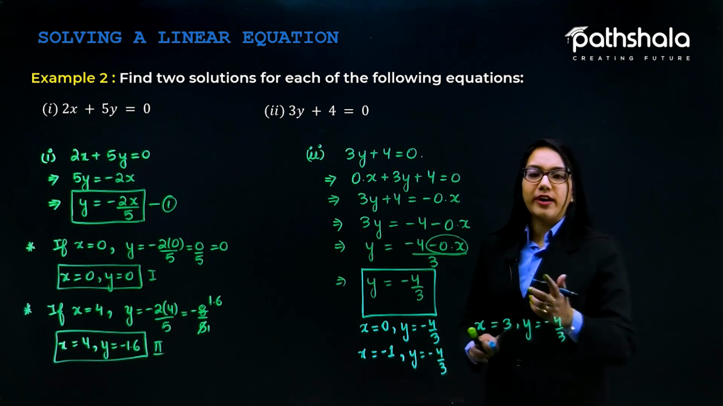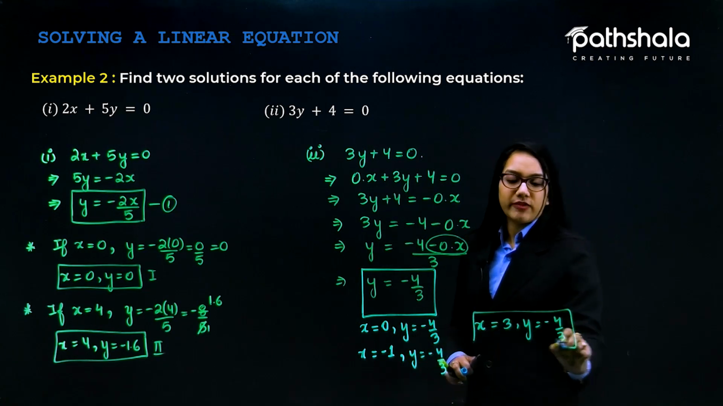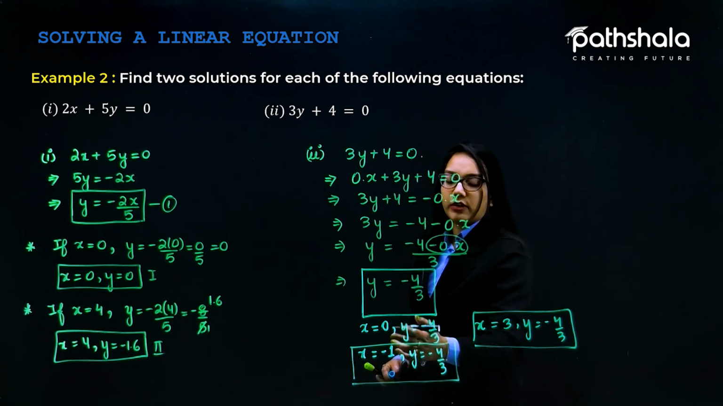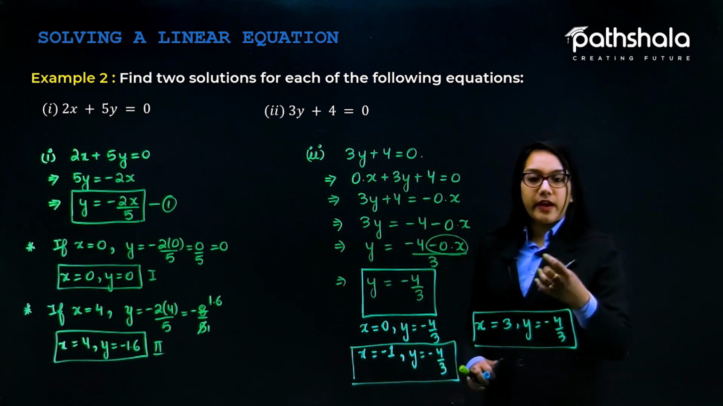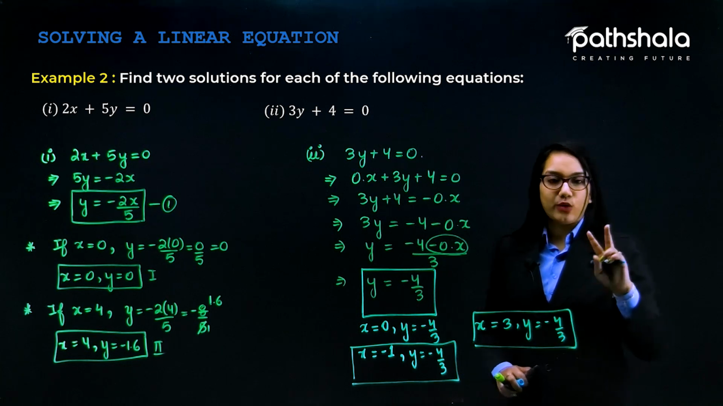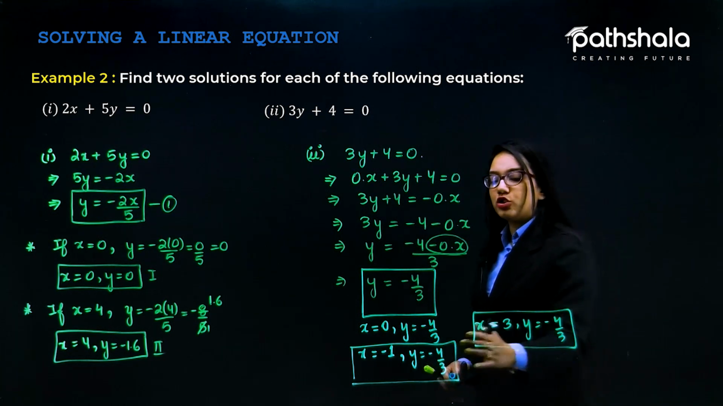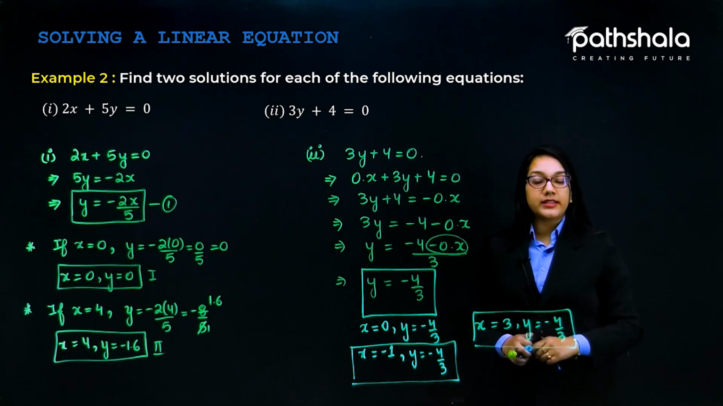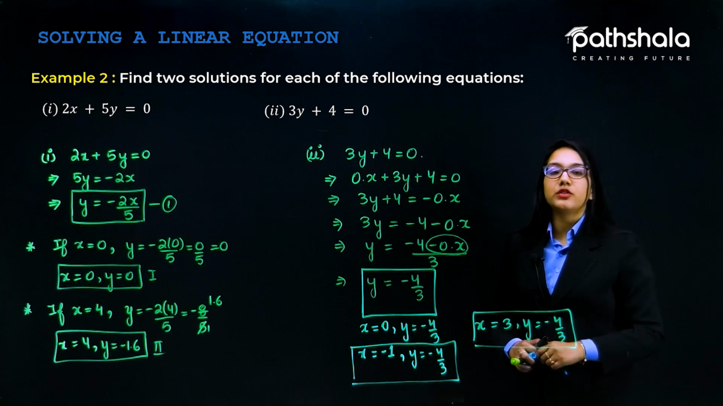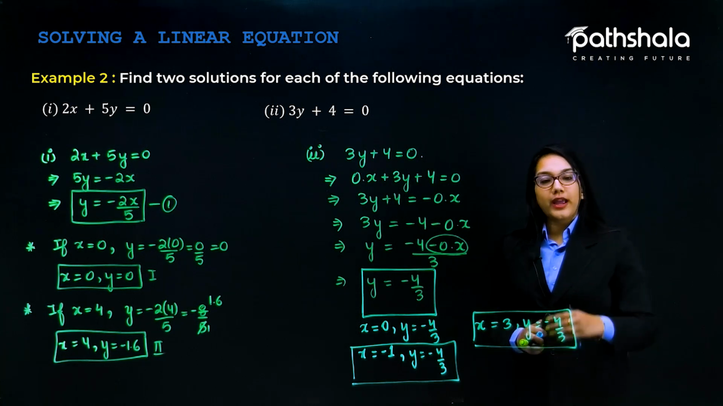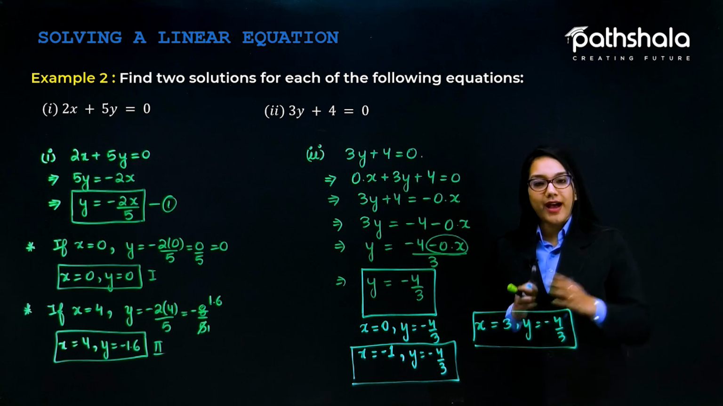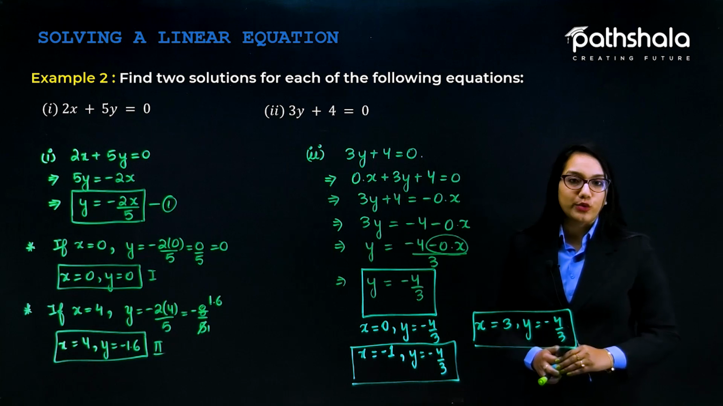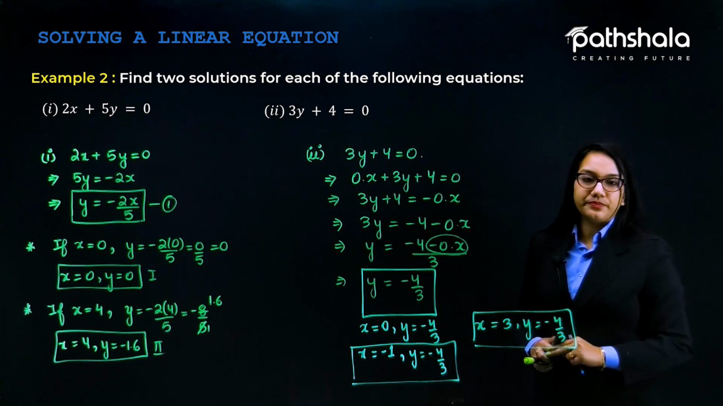We just wanted to find two solutions. Let us suppose this is my first one, this is my second one, and this is my third one. We have found three solutions, but we only wanted two, so I'm calling these two the solutions of this equation. Always remember, if there is an unavailability of a particular variable, then for any value of that other variable, the remaining variable always remains the same. So this is all about finding the two solutions of these two equations.